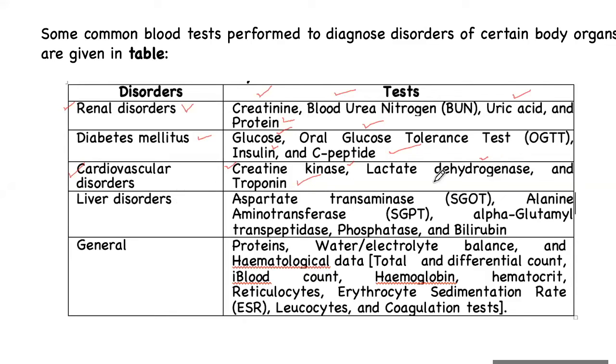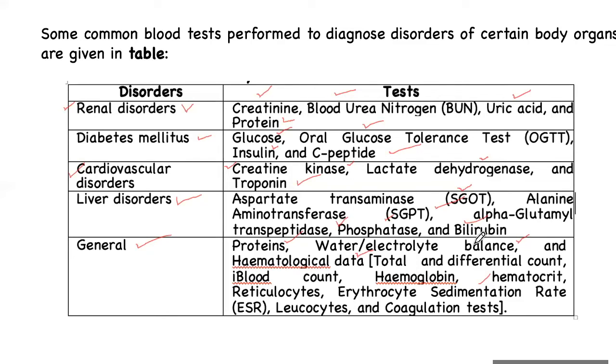For liver disorder, you can go for different enzymes. They are very well known: SGOT, SGPT, then gamma glutamyl transpeptidase, alkaline phosphatase, and bilirubin. So these are the different tests. Then there are certain general tests as well, like blood protein level, water and electrolyte imbalance, then hematological data, total and differential count, that is the complete CBC, erythrocyte sedimentation rate, leukocytes and coagulation. Once you do all these tests, you will be in a position to diagnose a particular kind of disease.